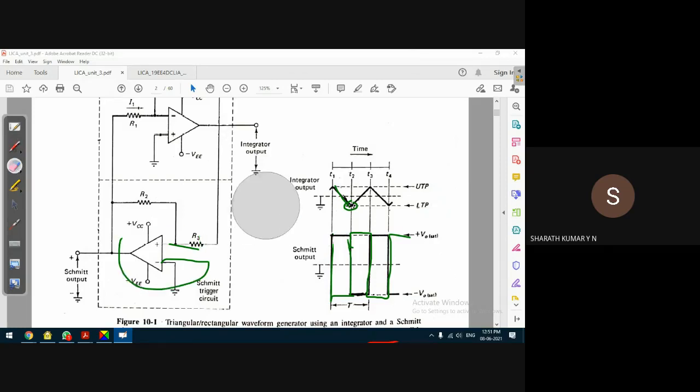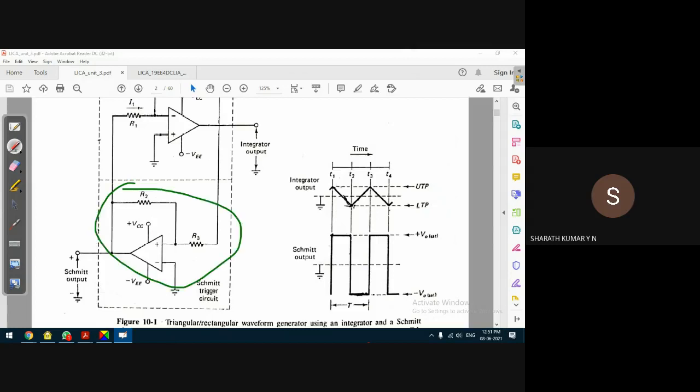Now, what this circuit consists of is a non-inverting Schmitt-Trigger circuit. Because what the advantage is, is that the non-inverting Schmitt-Trigger circuit gives a larger gain. If you consider the gain of the non-inverting circuit, it's very high compared to the inverting input. So that is the advantage of using a non-inverting Schmitt-Trigger circuit.